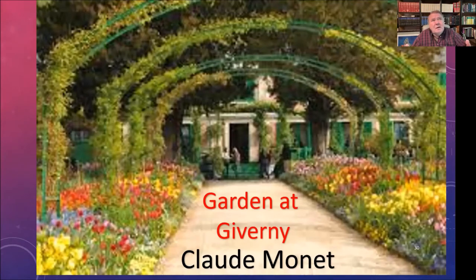He would paint the Tower of London. But what he would say about it is he wasn't actually painting the tower. He was painting what was between him and the tower. That is the fog or the pollution.